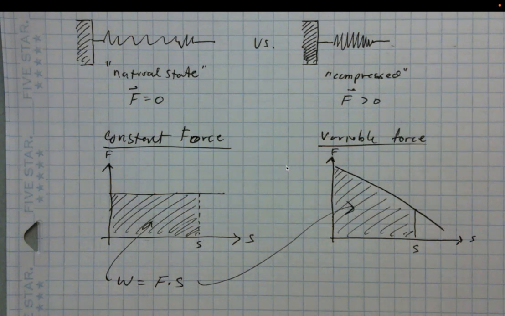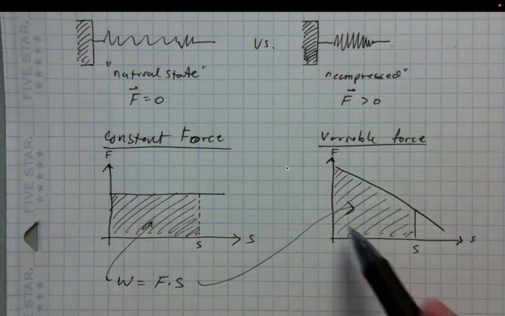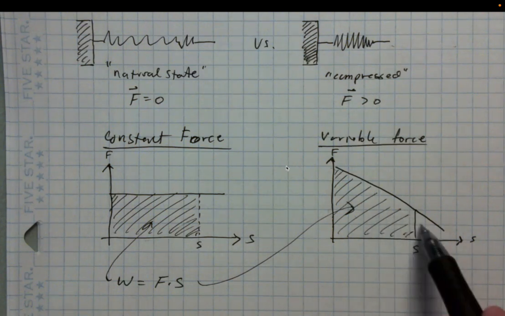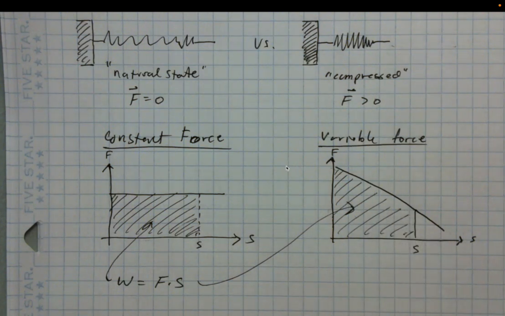So the work done initially to get the spring, the work done initially is larger than the work that's done over intervals later on in the displacement. Right? It varies. Whereas here, the work is constant across the whole thing.